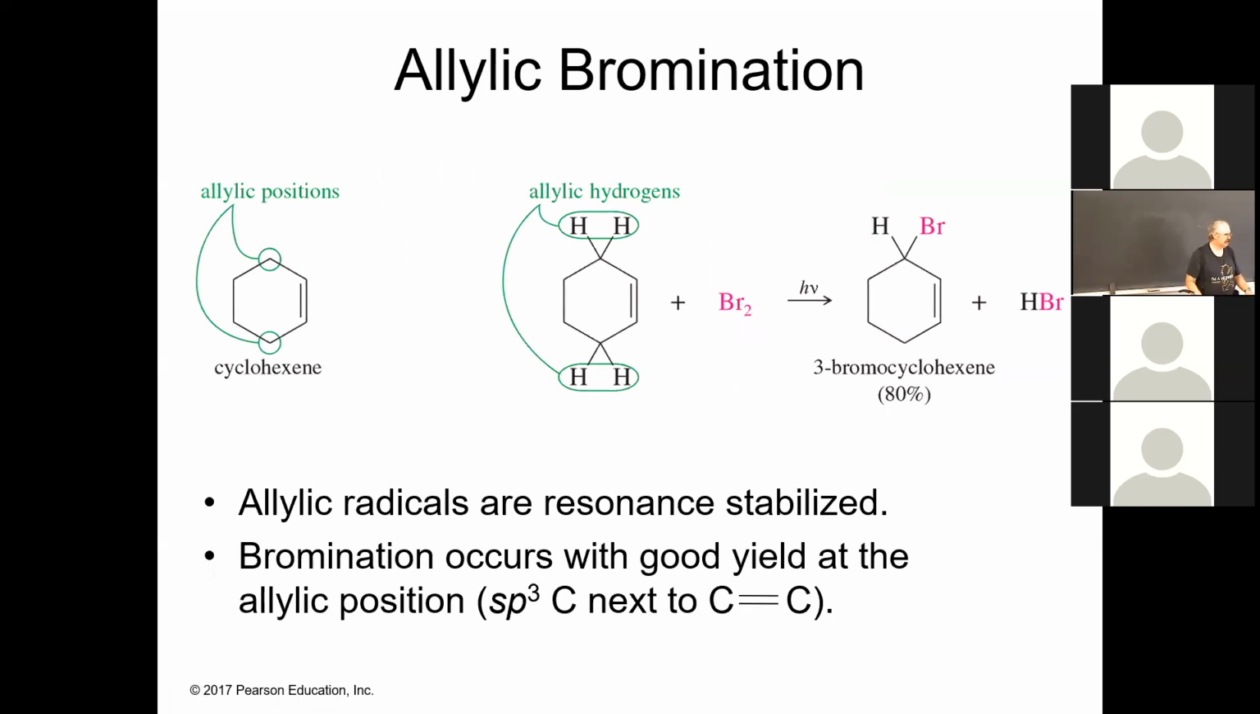Okay, next we'll look at allylic bromination. Okay, the allylic hydrogens are those that are 1 carbon away from an alkene. And if we do a bromination, the major product is going to be this 3-bromocyclohexene. Okay, the double bond takes priority, so it's between 1 and 2, so that's why the bromine's on 3. Okay, so these are the allylic positions that are circled right here.